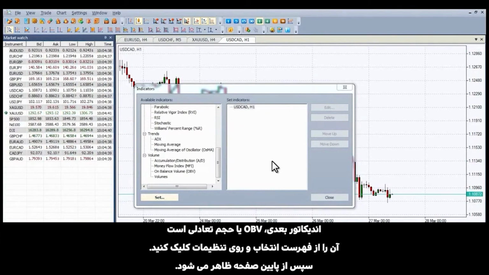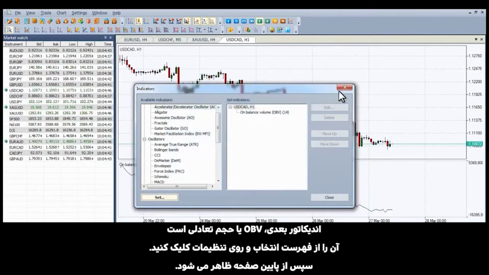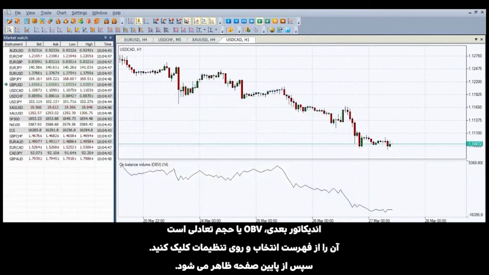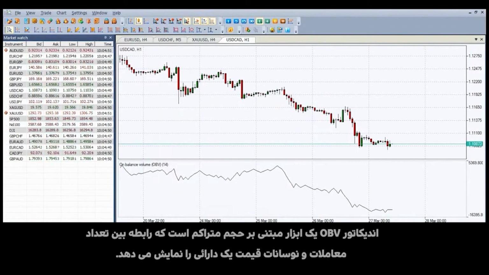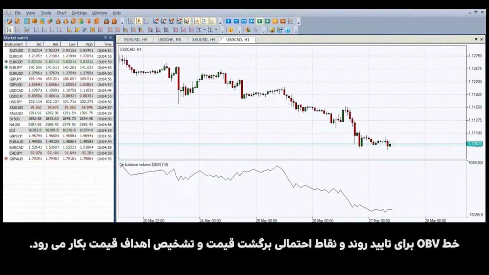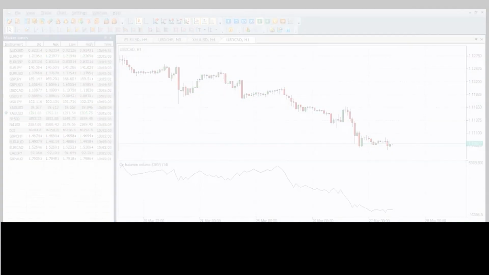Next on the list is the On-Balance Volume, or OBV. Select, click Set, OK, and here it appears at the bottom of our screen. The OBV is a cumulative, volume-based tool intended to show the relation between the amount of deals and asset price movements. The OBV line is used for trend confirmation or possible turning points and identification purposes.